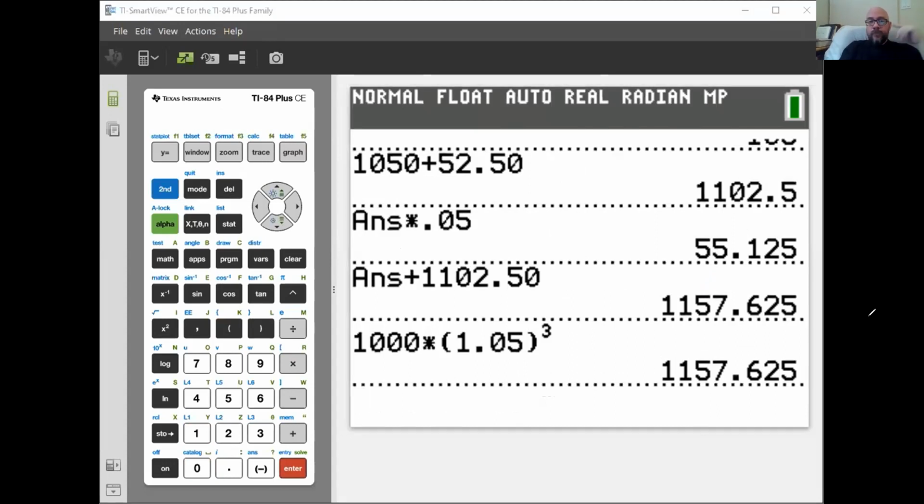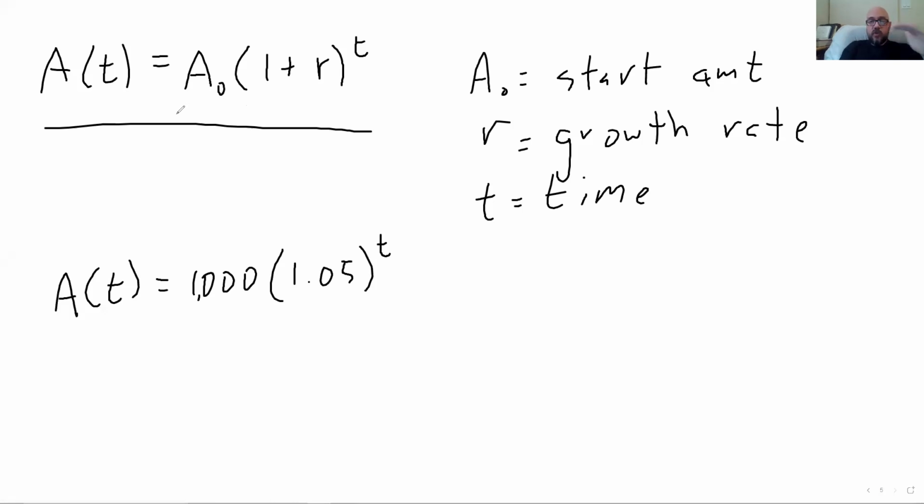Back to whiteboard. In general, if you know that something is growing or shrinking exponentially, this is the formula. This is the basic formula you want to use. We'll maybe build on this a little bit in the future. We will definitely build on this a little bit in the future. But this is your basic exponential formula. A of t equals A0 times 1 plus r to the t.